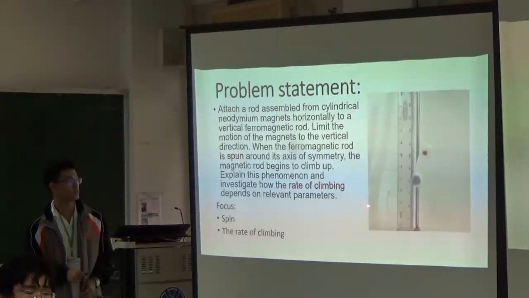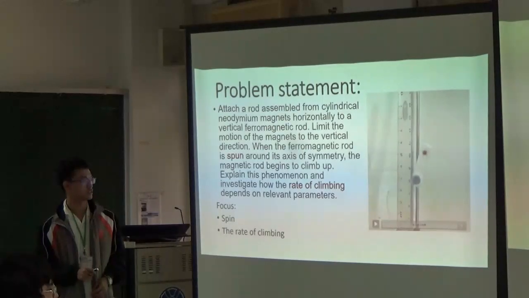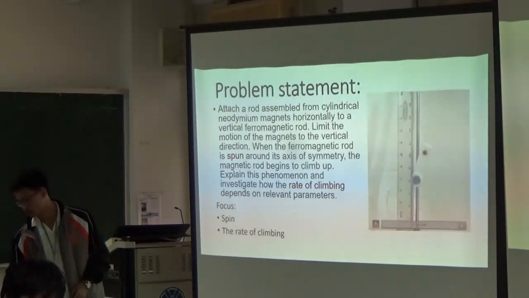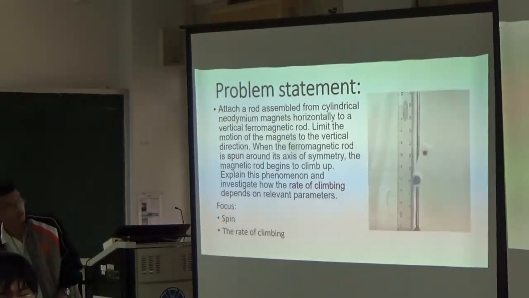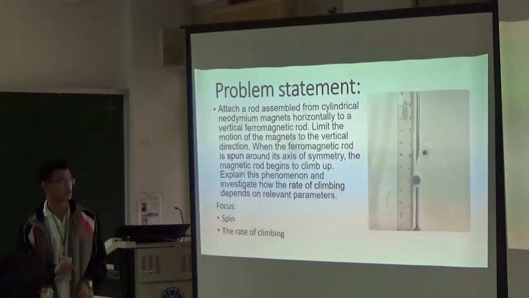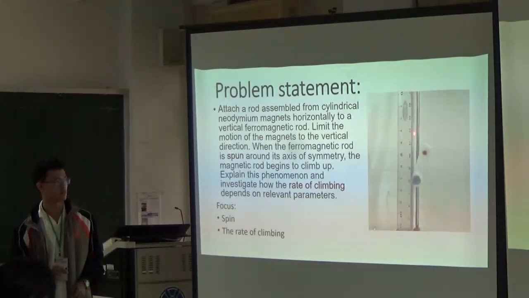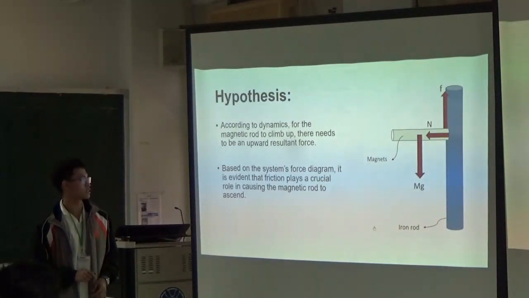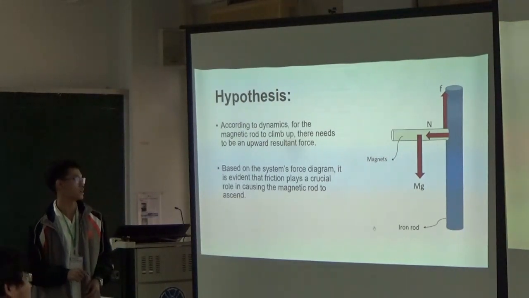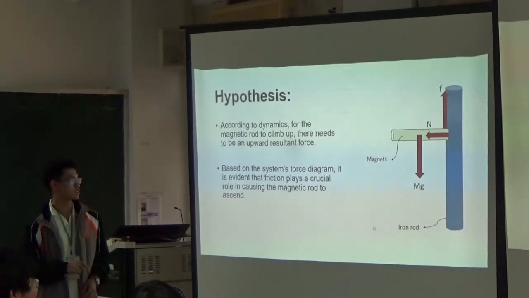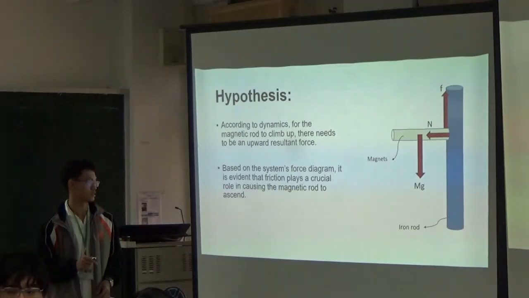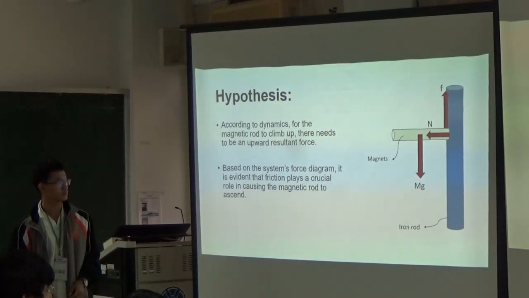And there is a video, and in this video you can see that the magnets will rotate and it will climb up. And a hypothesis: according to dynamics, for a magnetic rod to climb up, there needs to be an outward force. And based on the system force diagram, it is evident that the friction plays a crucial role in causing the magnetic rod to ascend.